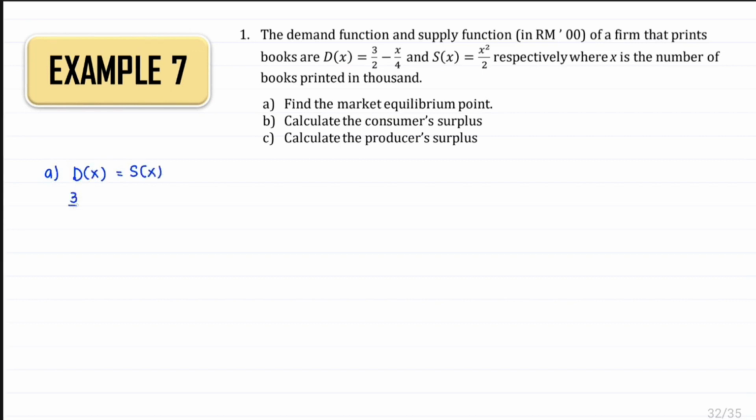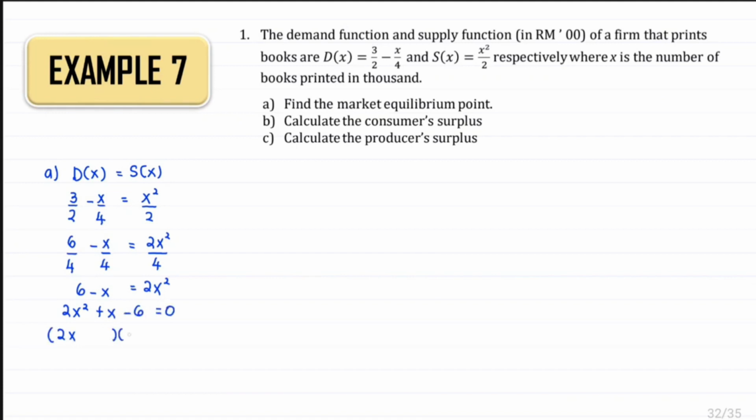So Dx is 3 over 2 minus x over 4, equal to x square over 2. We make it the same denominator, so 6 over 4 minus x over 4 equals 2x square over 4. We ignore the denominator, so 6 minus x equals 2x square. 2x square plus x minus 6 equals 0. Then we factorize. We get x equals 3 over 2 and x equals negative 2. Since x is quantity, x equals 3 over 2 only.